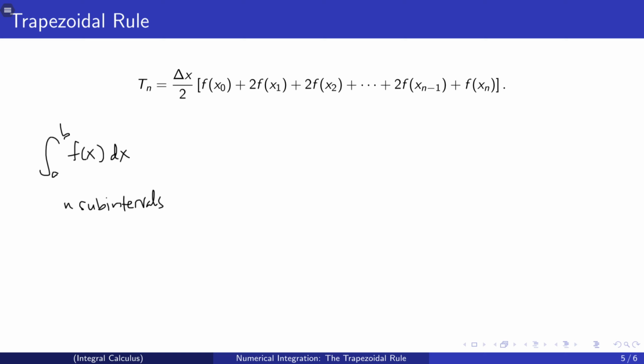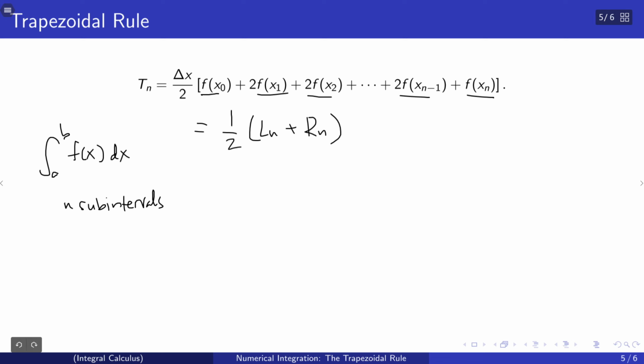We've basically factored out the delta x here. You're counting f of a and f of b once and all the endpoints in between twice. Or probably easier to do, just remember this is just the average of the left and the right endpoint approximations.